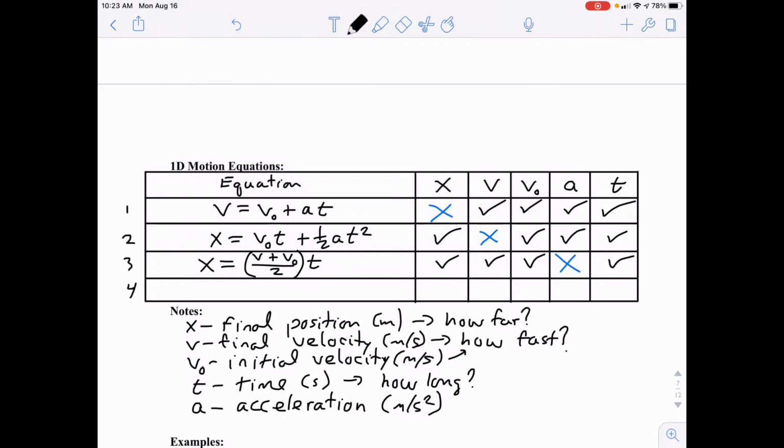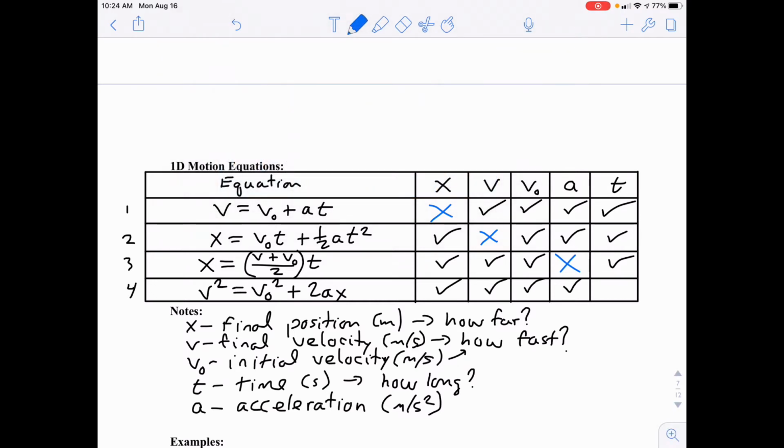And our fourth and final equation is going to be written as v squared equals v naught squared plus 2ax. You can see that x is in the equation, v and v naught are in the equation, as is acceleration a.